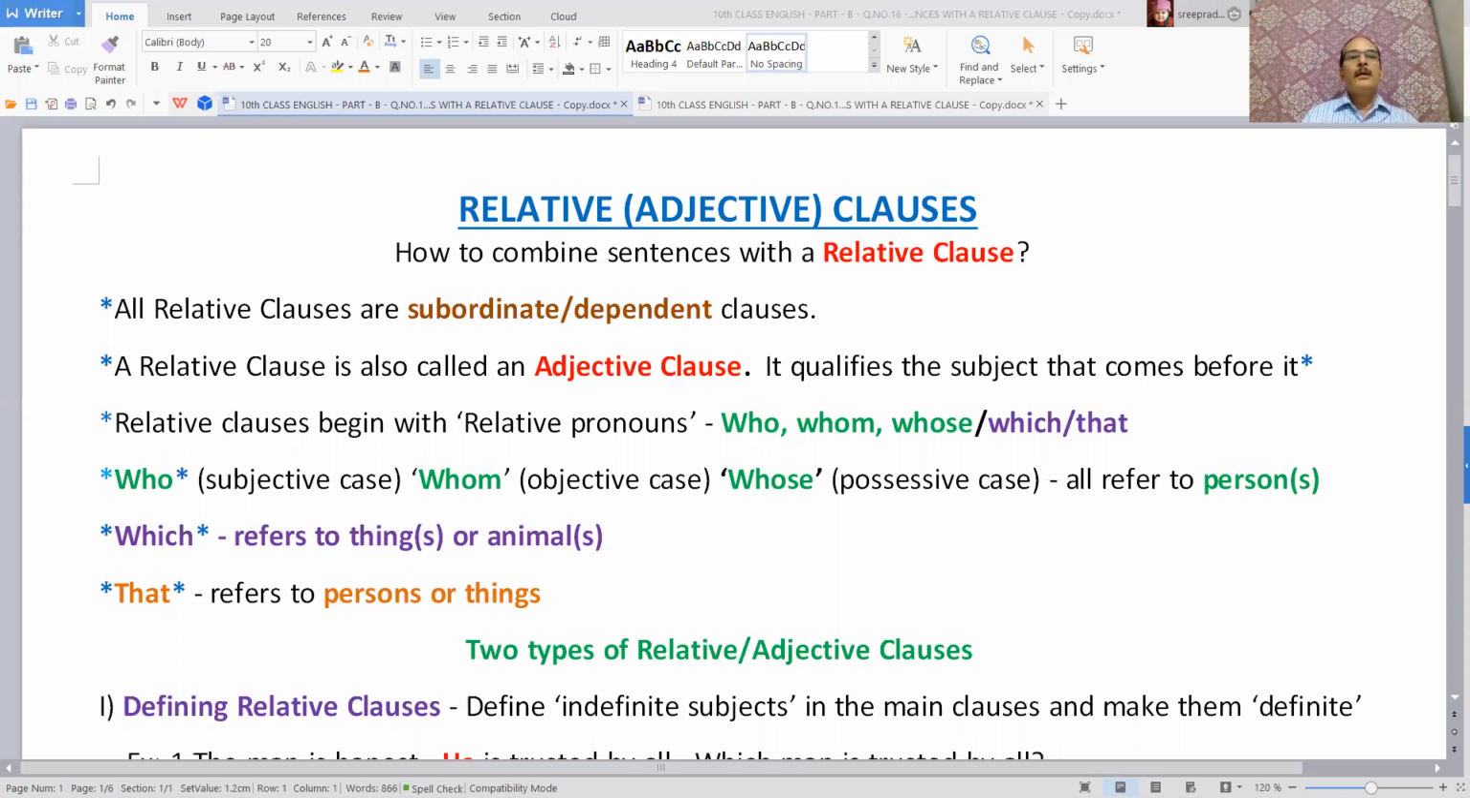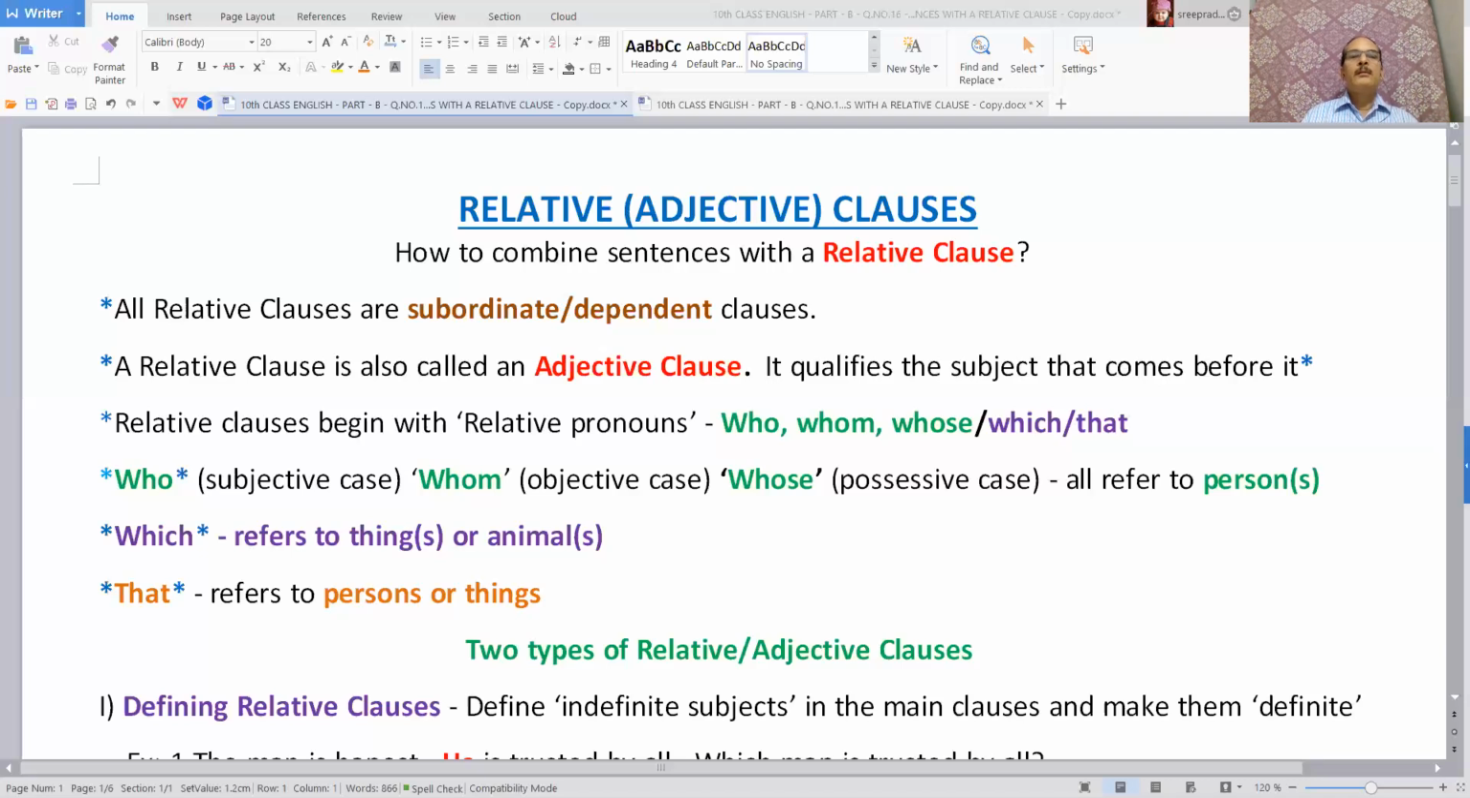First of all, I would like to say one thing: all relative clauses are subordinate or dependent clauses. That means all relative clauses depend on the main clauses. A relative clause is also called an adjective clause. Why? Because it qualifies the subject that comes before it. That means it says something about the subject that comes before it.